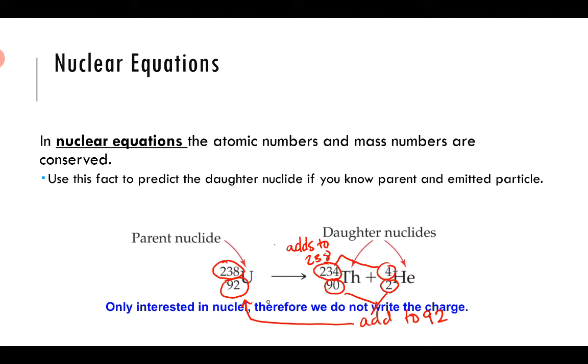We are only interested in the changes occurring to the nucleus, and therefore we are not going to be writing charges on anything. Even though the alpha particle technically would be charged because it's a helium nucleus, we are not going to be writing charges. In nuclear chemistry, we are really focused on the changes happening to the nucleus. That's why it's called nuclear equations.